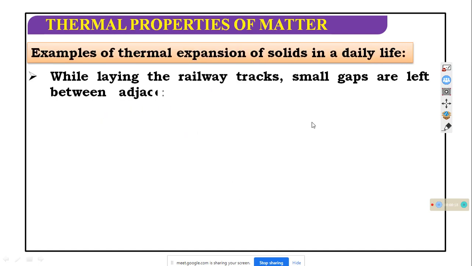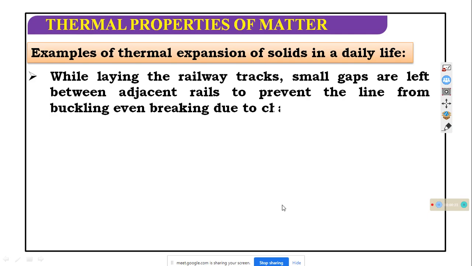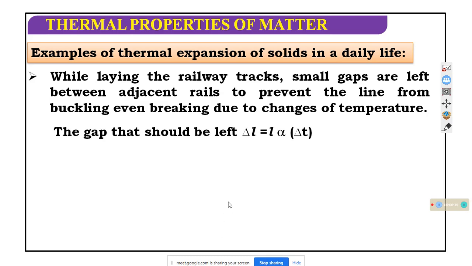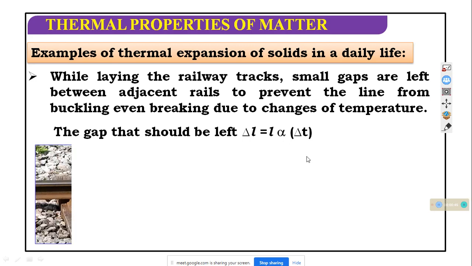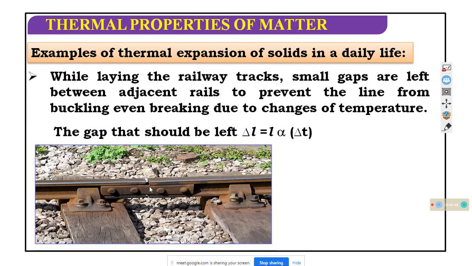The example of thermal expansion of solids in our daily life: on railway tracks, small gaps are left between the adjoining rails to prevent the line from buckling, even breaking, due to the change of temperature. The gap should be like this: delta L equals L alpha delta T. Like this form, this gap is given.